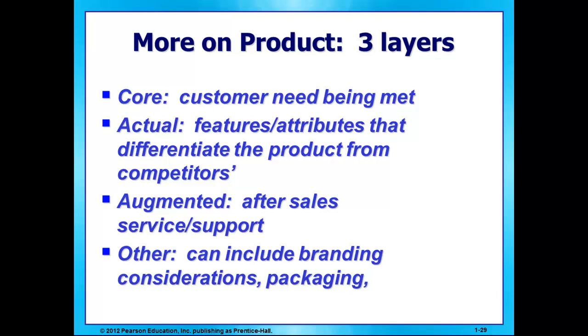The third aspect of the product, the outermost concentric circle, is called the augmented product. And essentially, these are the services and support that companies provide to customers after they've purchased the product. And that is the key aspect here. It's after-sales service and support, which clearly is more relevant for certain product categories than others.